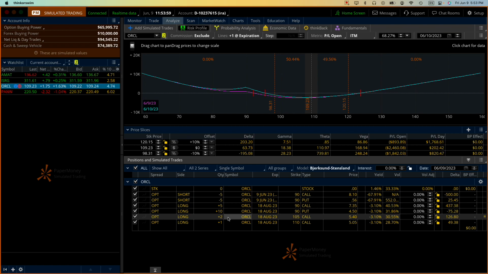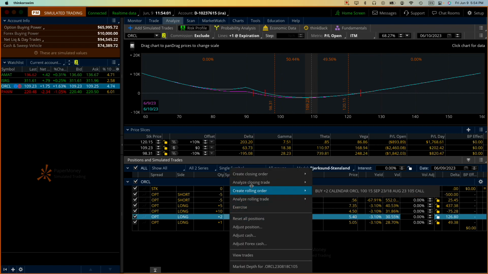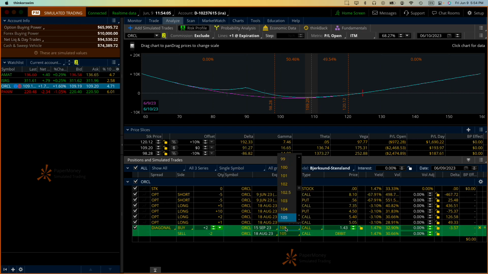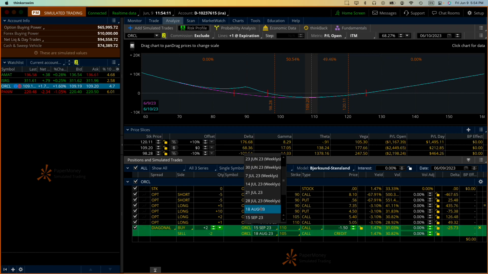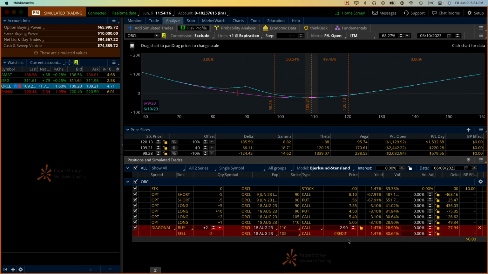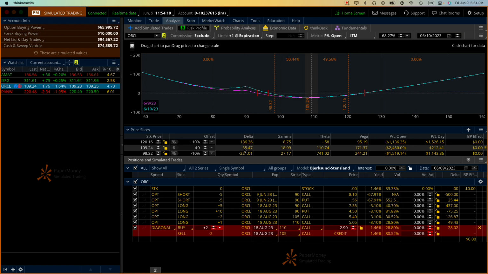You know, it depends on, let's say if we analyze rolling, and we're going to 110. Same expiration, that gives us a credit of $3, 2.90. And look at the delta go from 63 to 35. 35 is, I like that, okay? So this is a way to take profits.